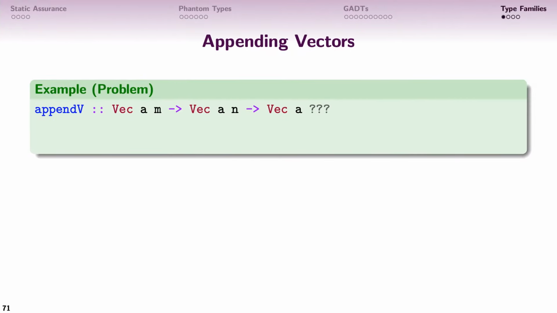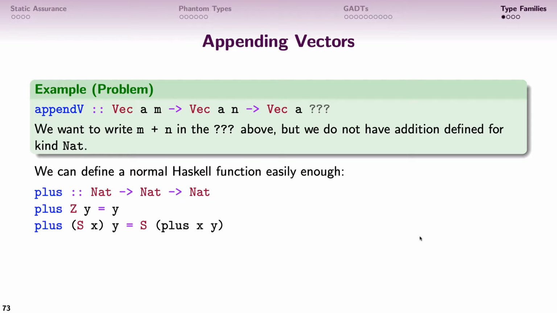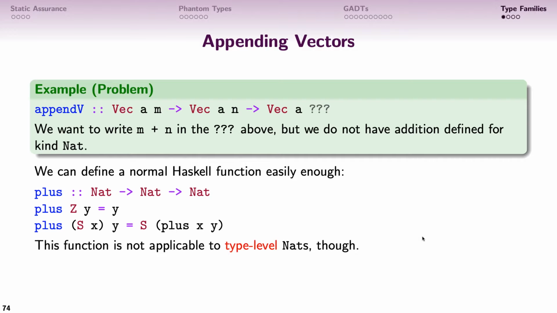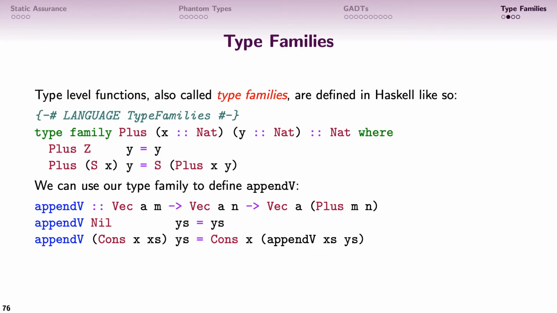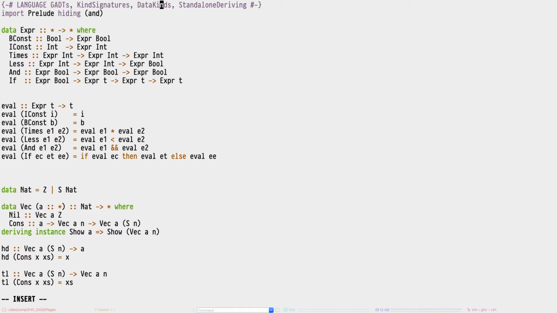So we want to write m plus n, but we do not have addition defined for the kind, not type, kind Nat, right? We could define this normal Haskell function, we just did, but it's not applicable to the type level natural numbers. So to get a type level function, we use an extra extension, which is called type families. And that essentially means type functions. They are a bit more general than functions. They allow you to do more things than just having type level functions, but all we're going to use them for is type level functions.